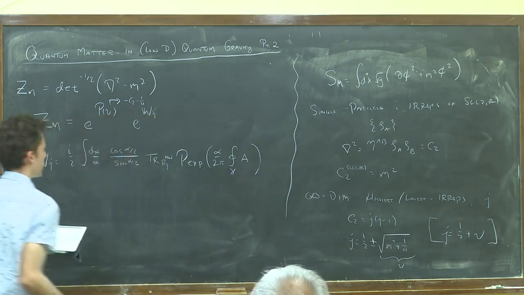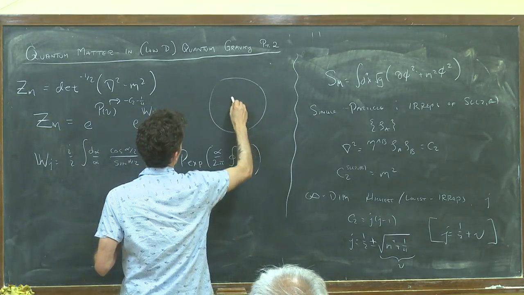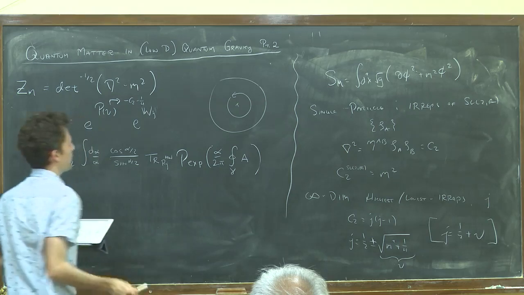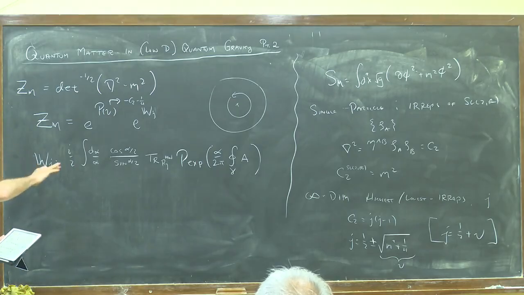Where this gamma runs around the point in this disk, but in more general cases, should run around non-contractible cycles. So I'll give some further use cases for this at the end.